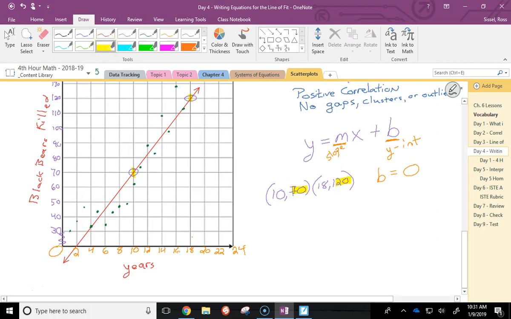y2 minus y1. So for me, it was 120 minus 70, over x2 minus x1, 18 minus 10. When I solve, I'm going to get 50 over 8. That can simplify by dividing by 2. I get 25 over 4. And I cannot simplify anymore. This was my slope.